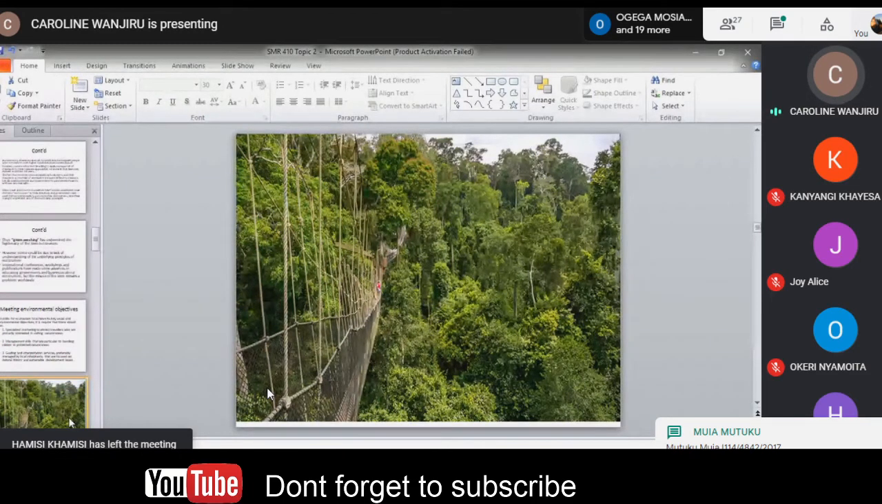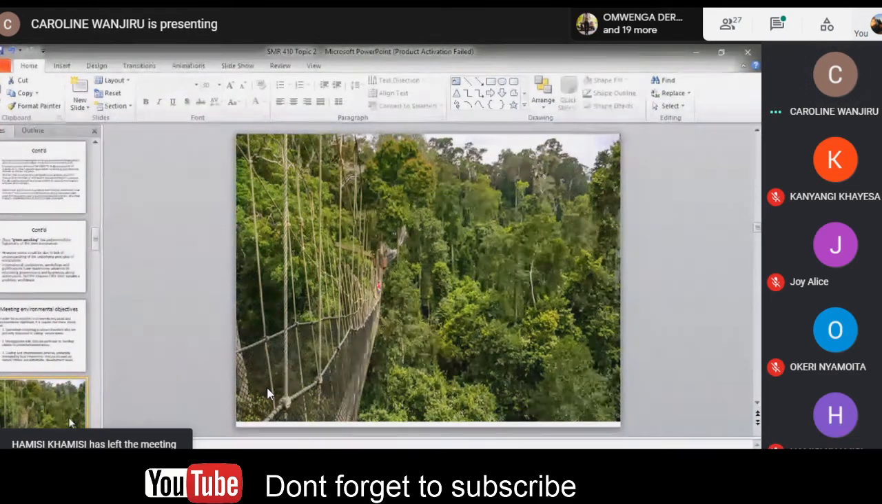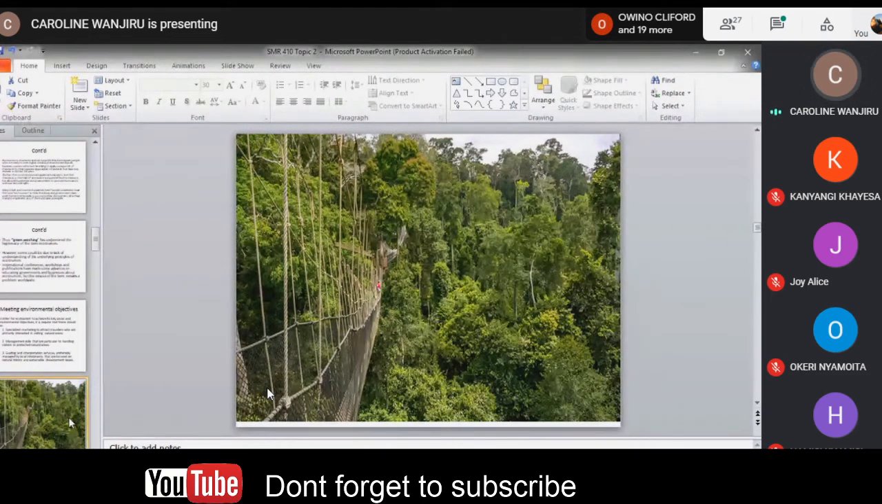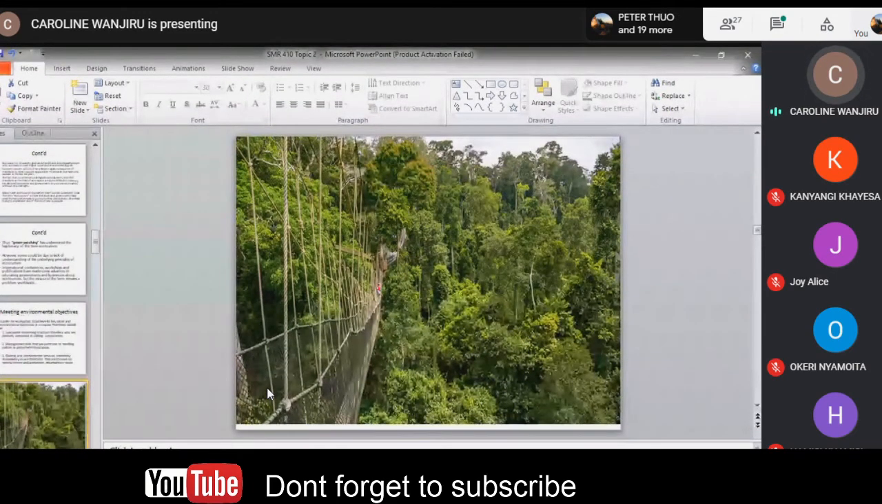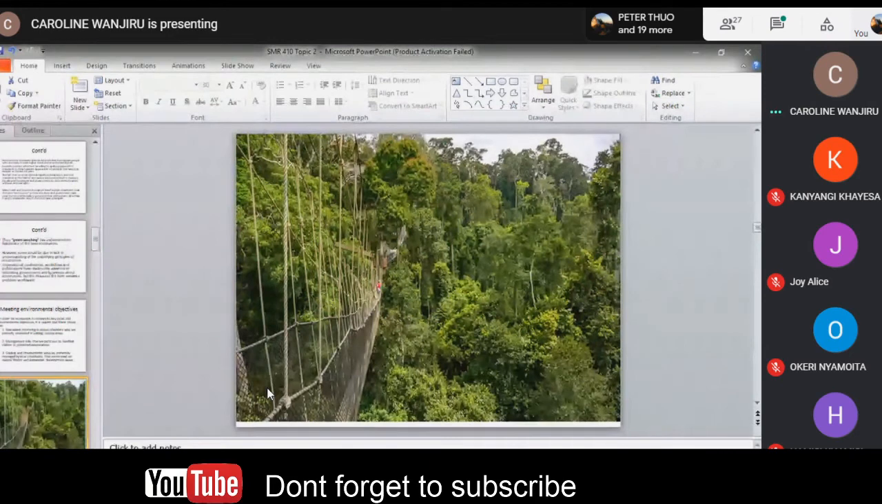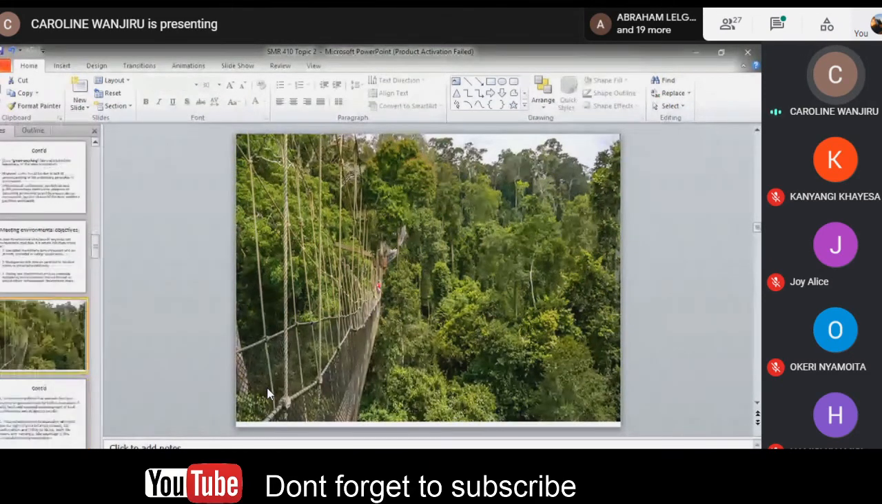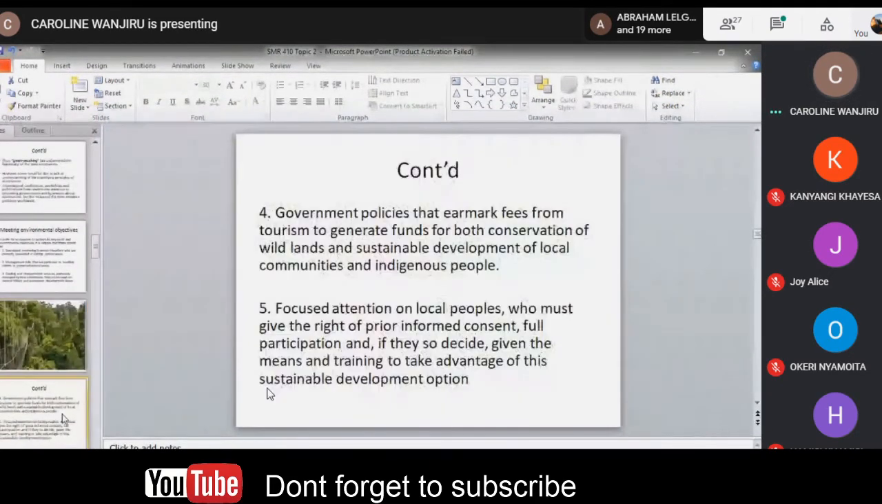I think this is a natural forest. I think it's somewhere in Rwanda. Yeah, I just found that bridge really interesting. And I was wondering, would I want to use that bridge? So that is just a break.